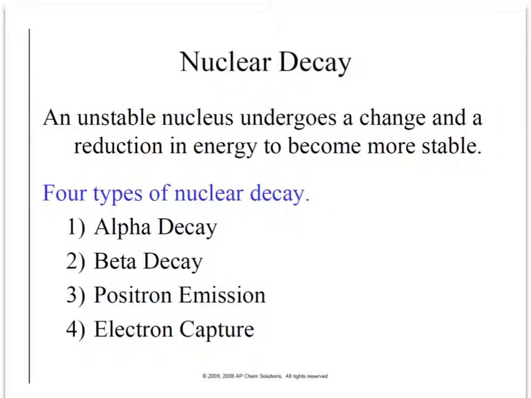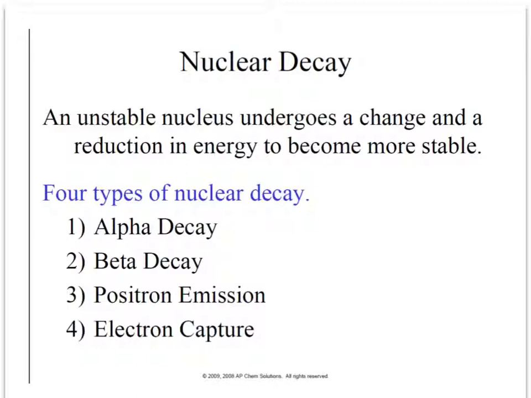Nuclear decay, this is what we call in the real world radiation. So when we talk about radiation, things being radioactive, what that means is they're giving off certain particles of radiation. And the radiation, the nuclear decay, is caused by an unstable nucleus.